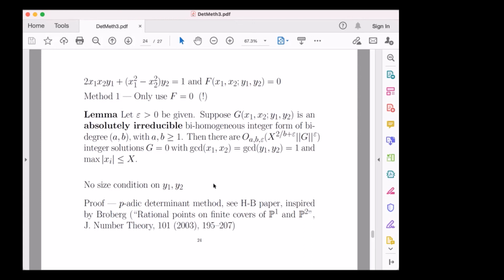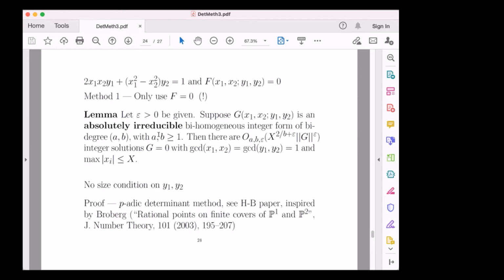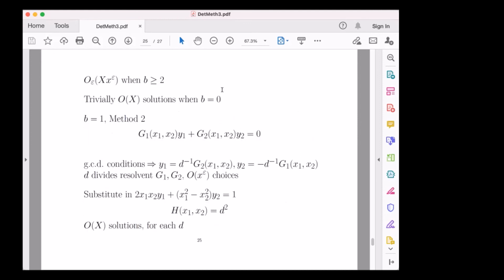This result is essentially due to Broberg from 2003, but the precise version needed for this application is in the paper on square free values of x squared plus 1. So if the degree b here is at least 2, that gives an exponent at most 1 here. If b is equal to 1, you can use a rather different method.